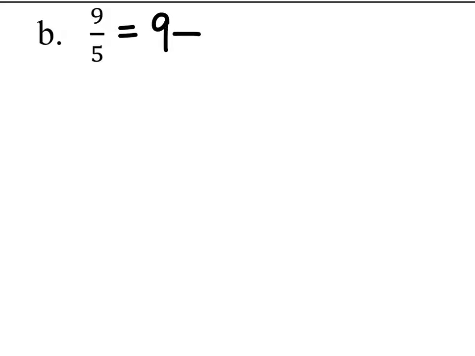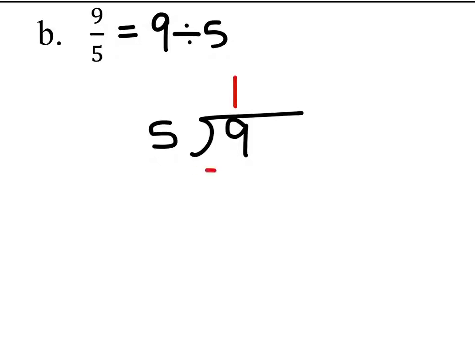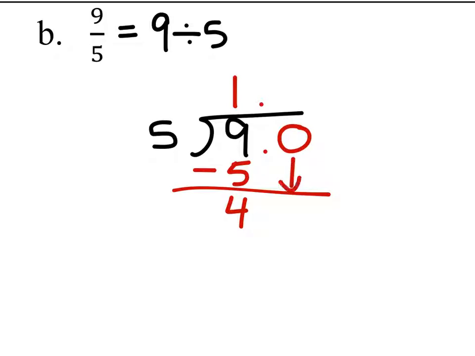This is 9 divided by 5. So long division, this is 9 divided by 5. And 5 actually will go into 9 once. So 1 times 5 is 5. Subtract that out from the 9, and we had 4 remaining, but since we're using decimals on this, we're going to make that 9.0 and drop that down to make that a 40.